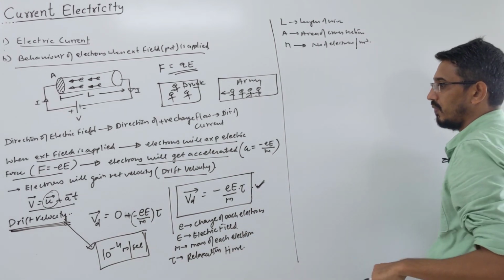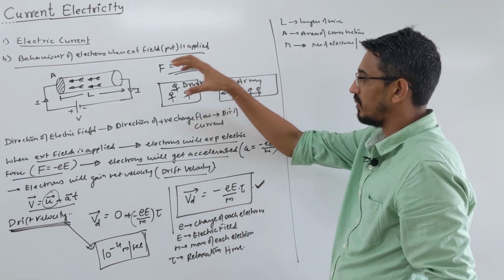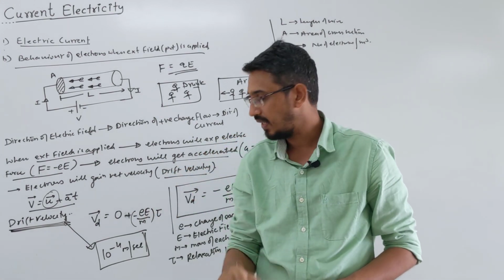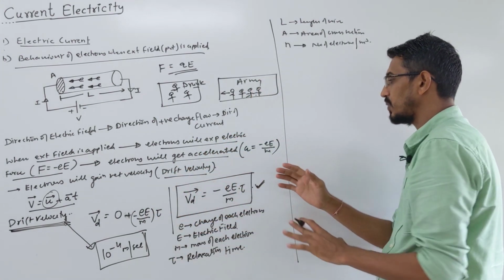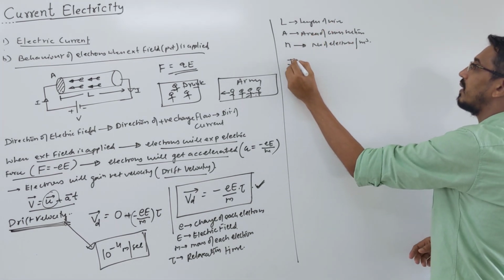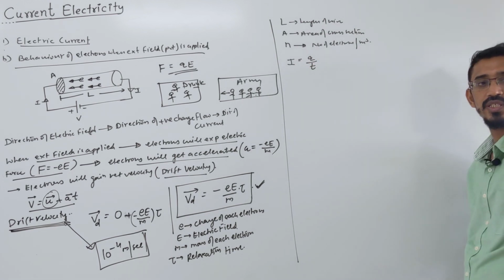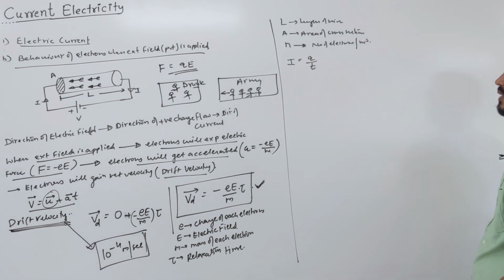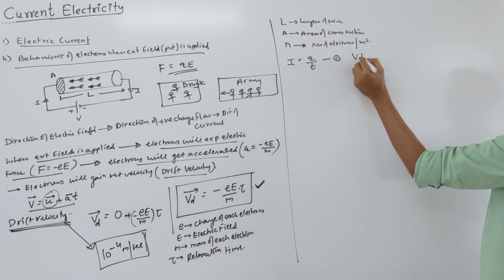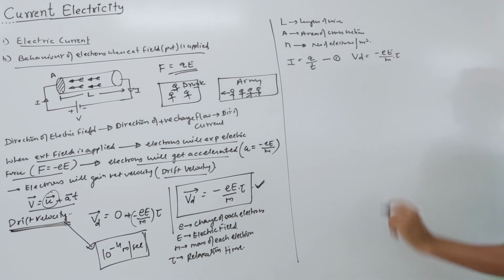Now what do we do? We start from here. At the starting I told you the general equation of current. Current is the rate of flow of charge, Q by t, right? And one more equation here. These two we will use together and find the current relation. So current is nothing but Q by t, total charge by time. One equation we use here, and the other is Vd equal to E by m into tau, right?